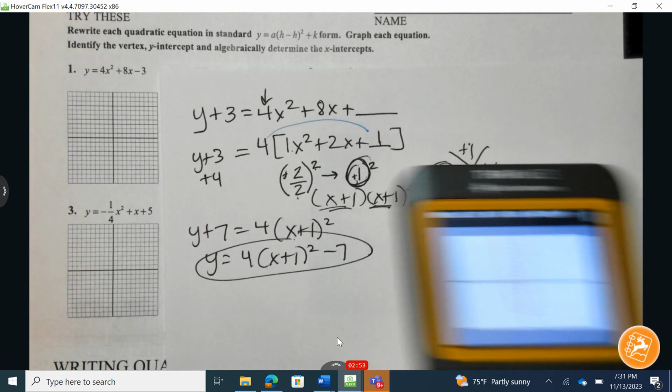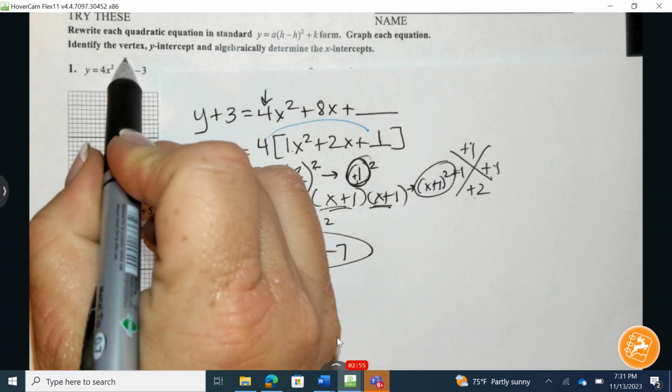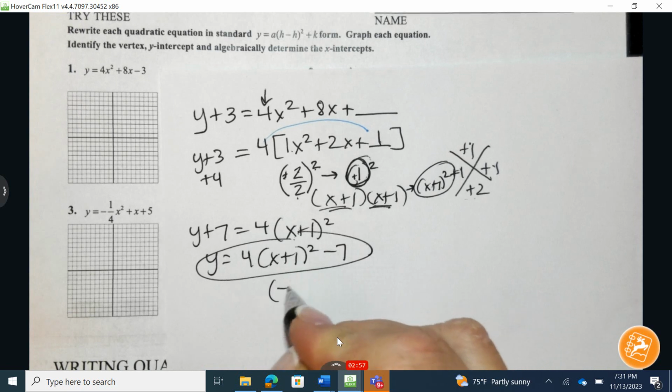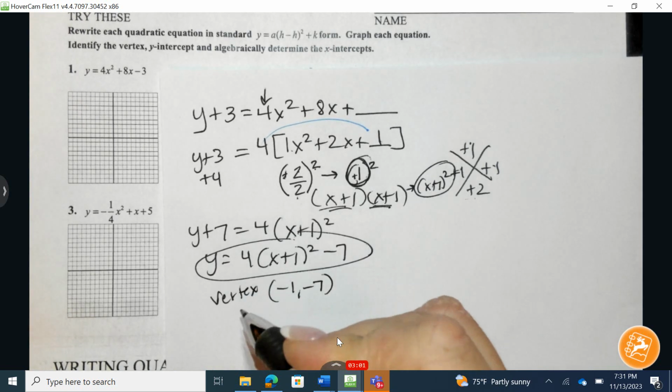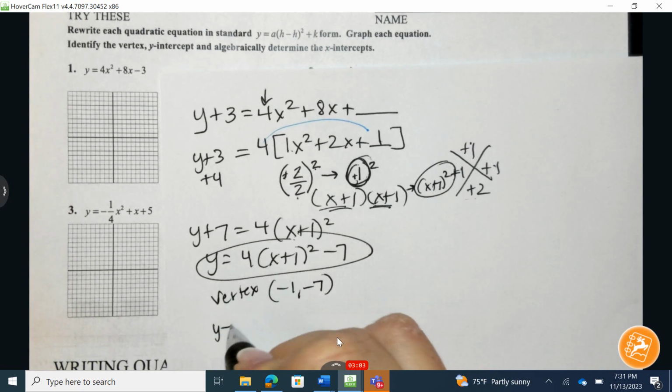Okay, what are we going to do next? So after we do that, we're going to identify what the vertex is. So it lies to us on the inside. It tells us the truth on the outside. This is the vertex. The next thing we're going to do is identify the y-intercept.